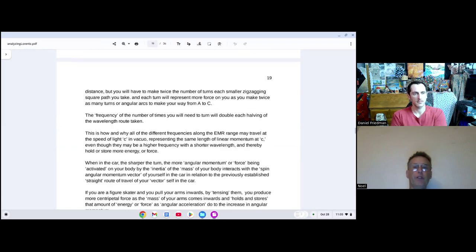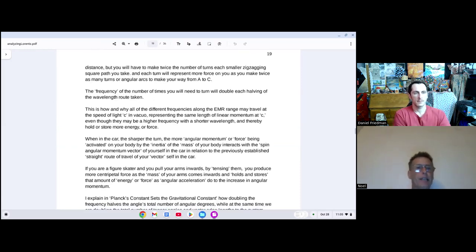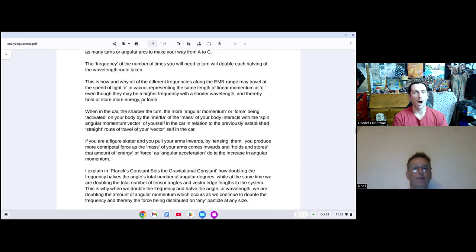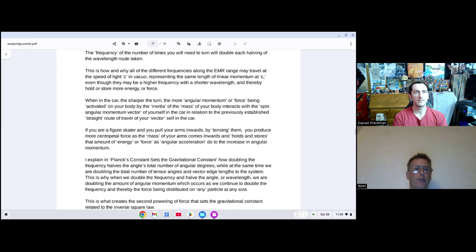you'll have to make twice the number of turns, each smaller, zigzagging square path you take. Each turn will represent more force on you as you make twice as many turns or angular arcs to make your way from A to C. The frequency of the number of times you'll need to turn will double each halving of the wavelength route taken. So this is how and why all the different frequencies along the EMR range may travel at the speed of light c in vacuum, representing the same length of linear momentum at c, even though they may be a higher frequency with a shorter wavelength and thereby hold or store more energy or force.